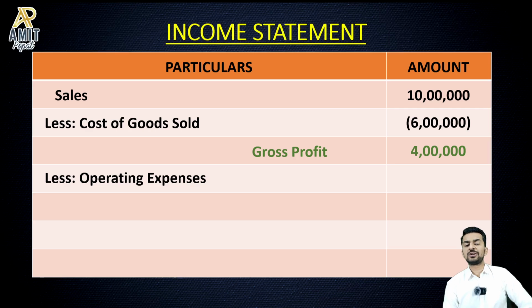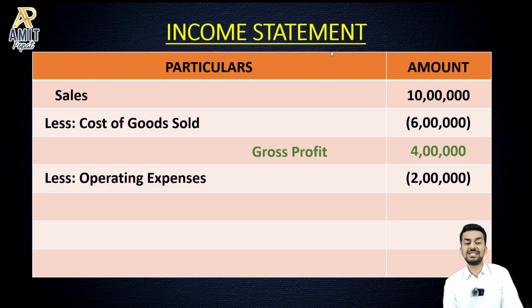From that, we subtract operating expenses. Operating expense means the cost of running or operating the business. It can include salaries, electricity, your shop rent, your office boys, your cleaning expenses. Any expense that you incur to operate your business is something that we call operating expenses.